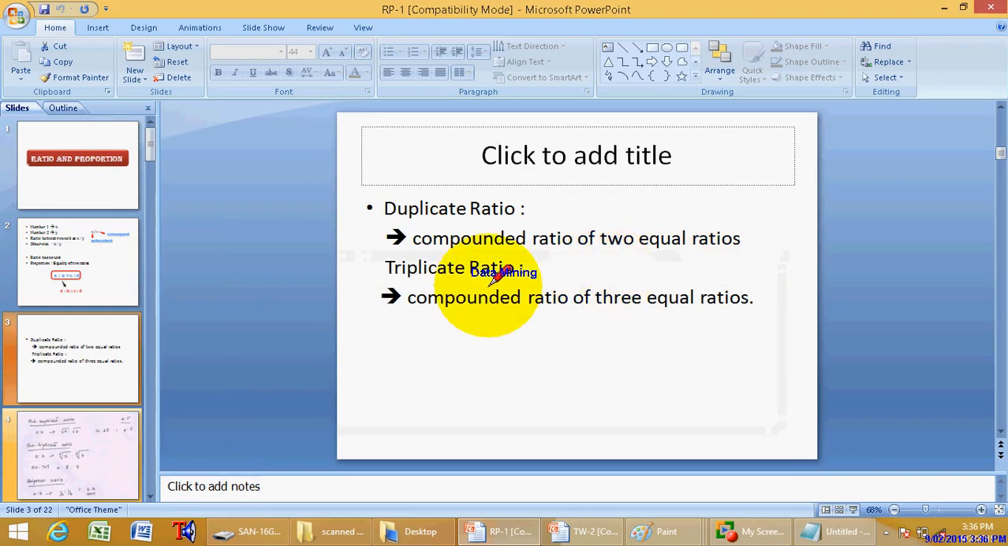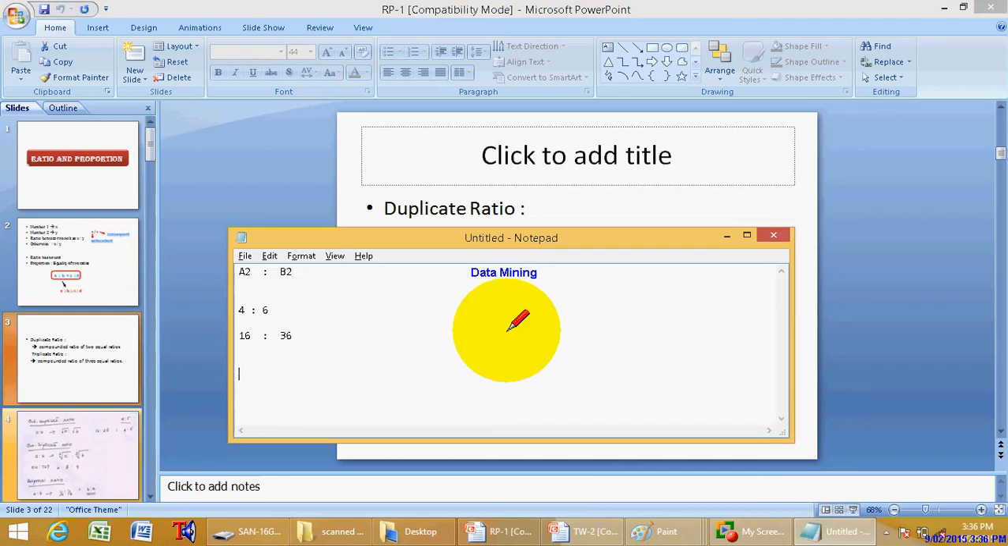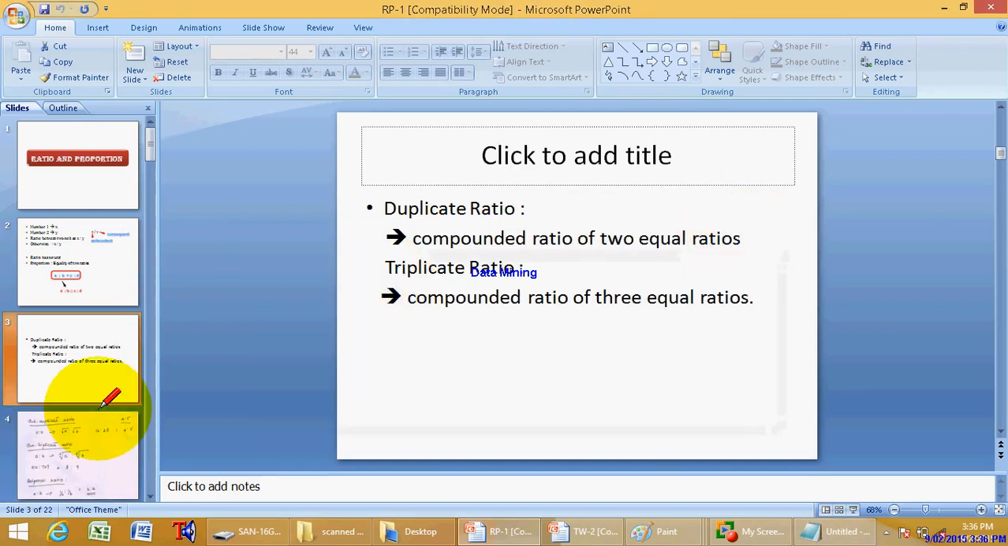And triplicate ratio. Again from the word it is very obvious that the triplicate ratio is nothing but the cubes of the given ratio. That is, A is to B is the given ratio. Let us take the same example, say 4 is to 6 is the given ratio. So the triplicate ratio is 4 cube is to 6 cube. That is 4 cube, which is 4 into 4 is 16, into 4 is 64, and 6 cube, which is 216. So this is A is to B, given as 4 is to 6, and the duplicate ratio as A square is to B square, and the triplicate ratio is A cube is to B cube.